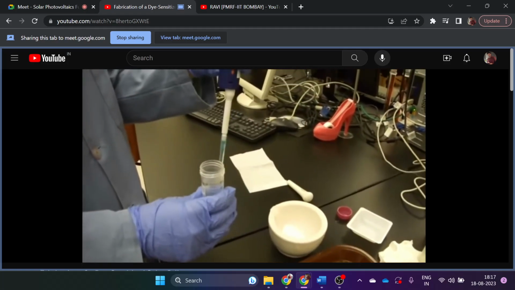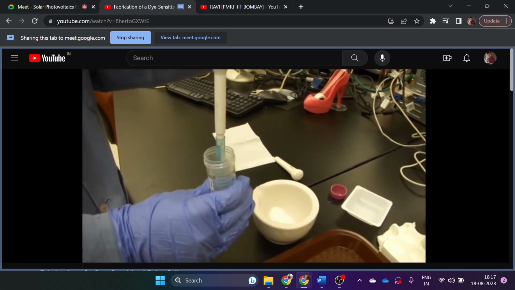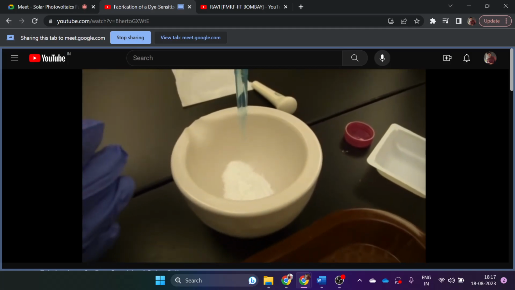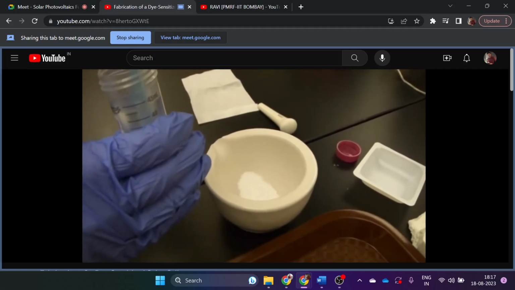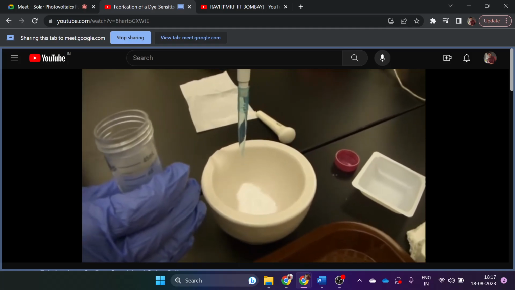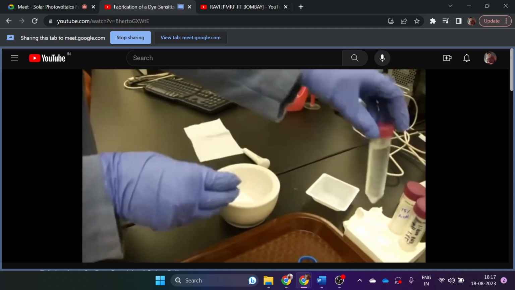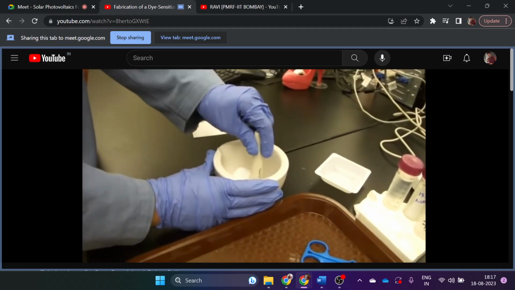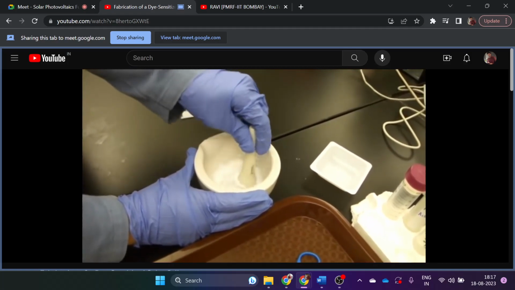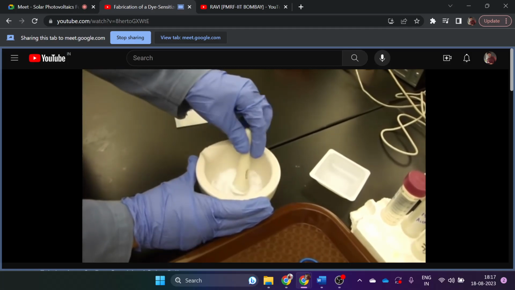Now I'm using a pipette to add it, but all you really need is just some way of adding it slowly. So you can also use a graduated cylinder. So here I'm adding 2 mils. And now I'm going to stir it with the mortar and pestle. You can add more solvent if you need it. It should look like white paint or sunscreen at the end.